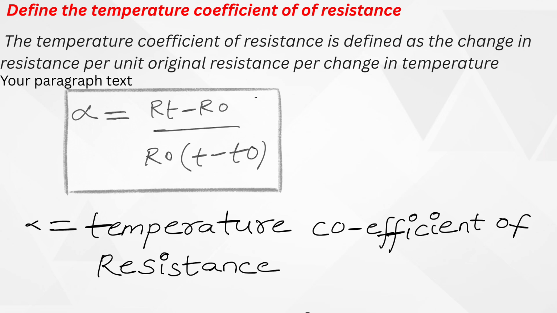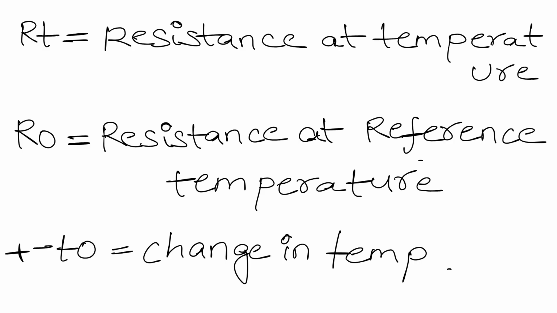To find this, there is a formula: alpha equals (RT minus R naught) divided by R naught times (T minus T naught). Here alpha is the temperature coefficient of resistance. RT is the resistance at temperature T. R naught is the resistance at the reference temperature, and T minus T naught is the change in temperature. So this is the temperature coefficient of resistance.